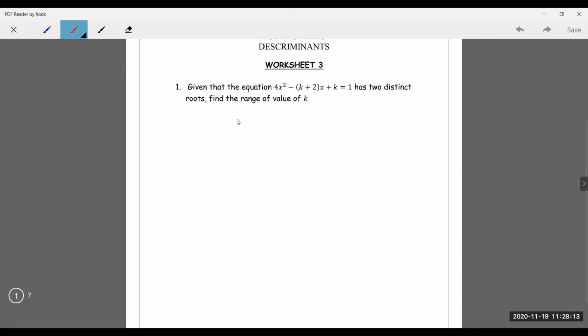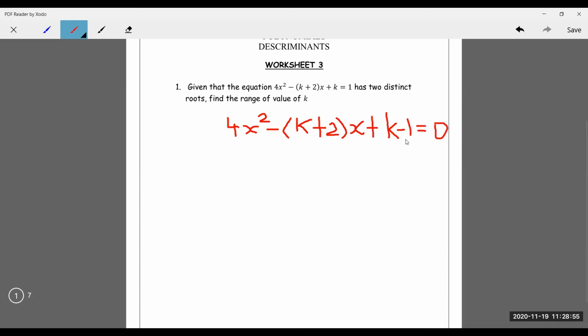Now the roots are real and different when b squared minus 4ac is greater than 0. That's the discriminant. And so to tackle this question, first we have to put it in its standard form, by writing it as 4x squared minus (k plus 2) times x, plus, now you're going to bring over the 1, plus k minus 1, and now that is equal to 0.